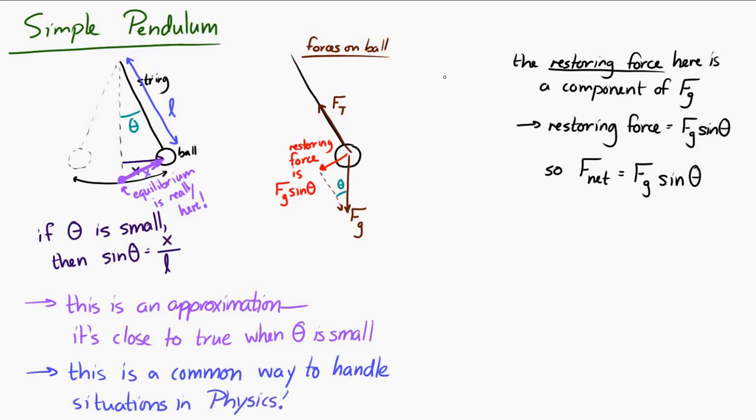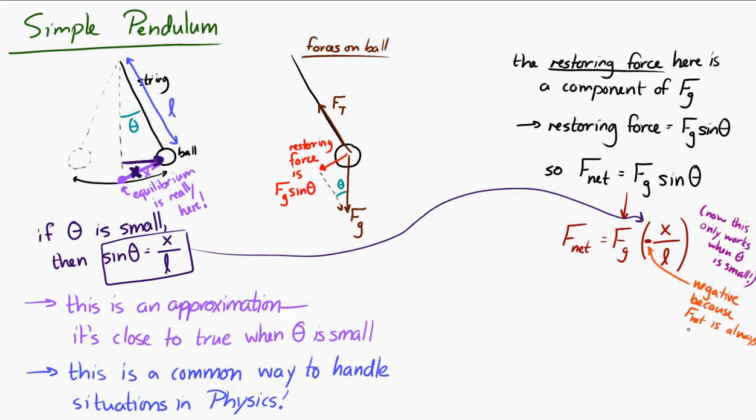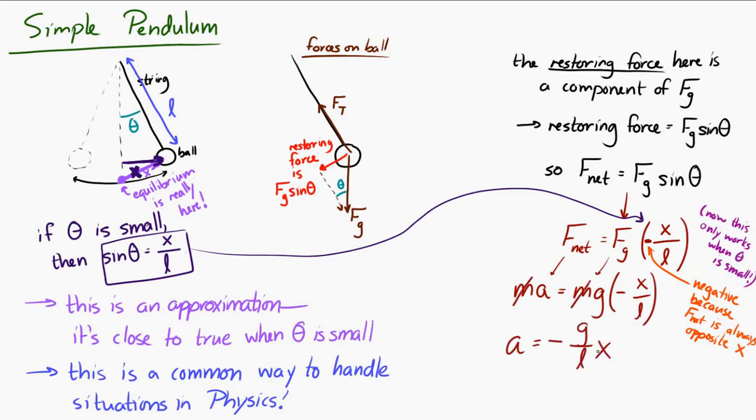So, moving on. The net force then is equal to the gravitational force times the sine of theta, and we're going to replace sine of theta with x over L, which remember is only approximately true when theta is small. And we're also going to add in a negative sign to this equation, because the net force is always in the opposite direction of the displacement from equilibrium. All right. Now we can replace net force with ma, we can replace F_g with mg, and if we do that, then we get that the acceleration is equal to the negative of g over L times x.